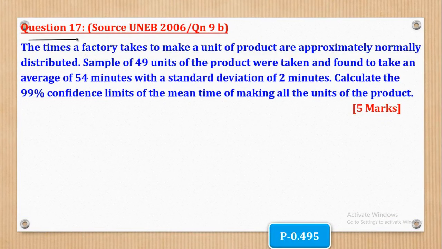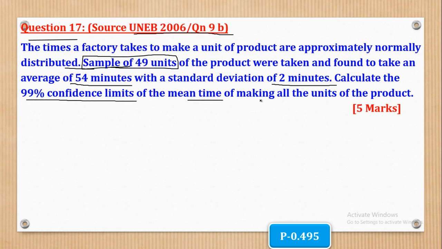So now we shall go to question 17, which came from UNEB 2006 question 9b. The times a factory takes to make a unit of product are approximately normally distributed. A sample of 49, so you see this word sample, of the products were taken and found to take an average of 54 minutes with a standard deviation of 2 minutes. Calculate the 99% confidence limits of the mean time of all the units of the products.